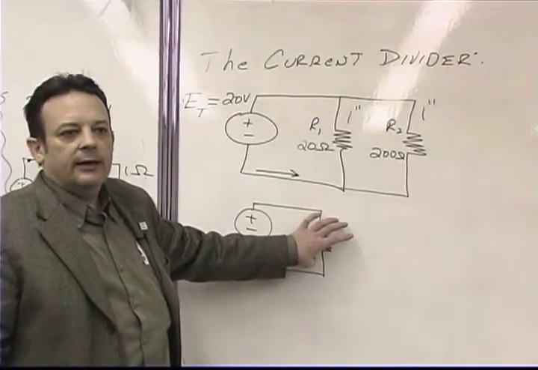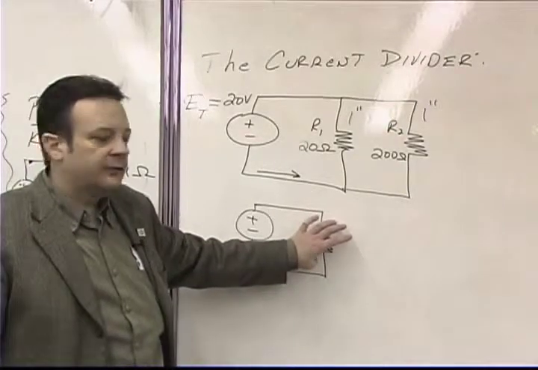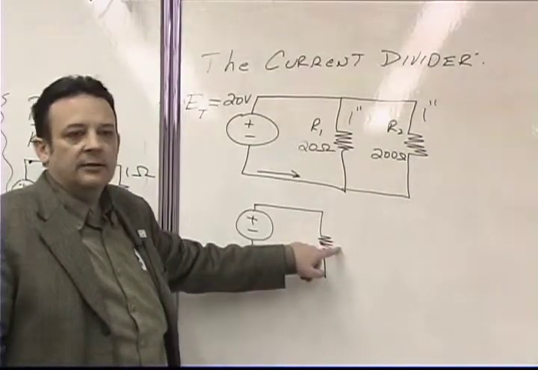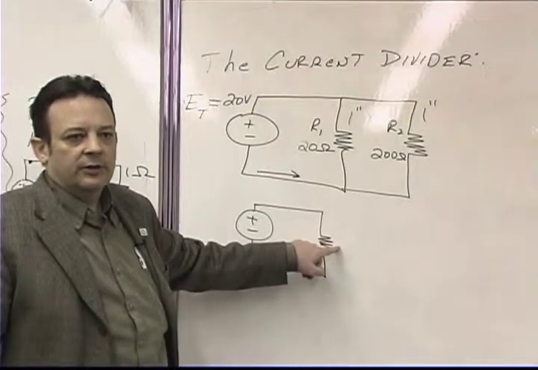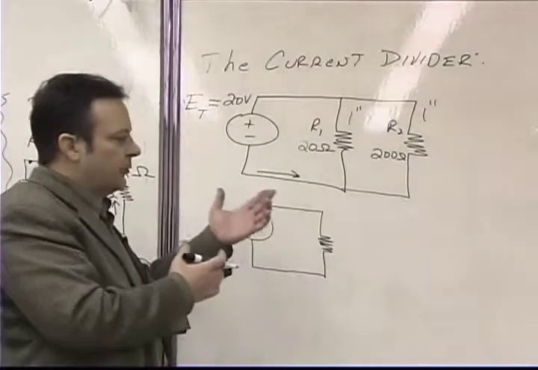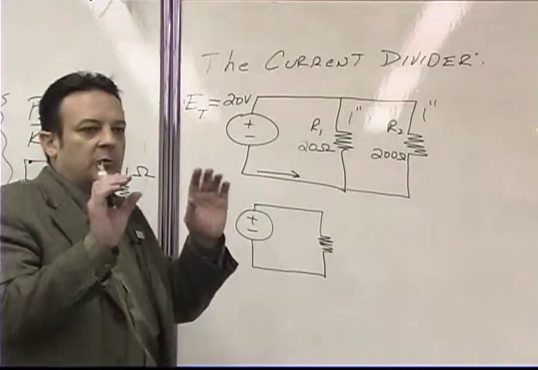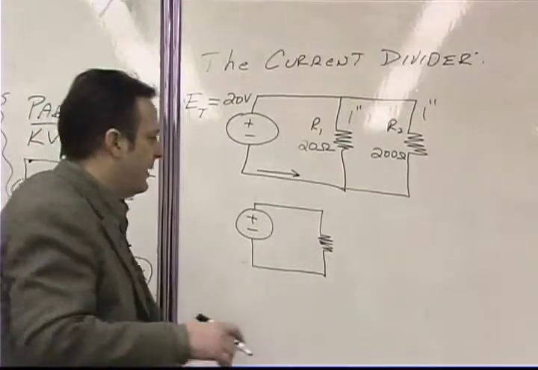When we get into AC circuits and we have inductive reactance, capacitive reactance, we're going to call this impedance instead of resistance. But it still means opposition to current flow. So all the stuff that we're learning now is going to apply to AC circuits. There's just going to be one more little complexity that we're going to have to deal with.